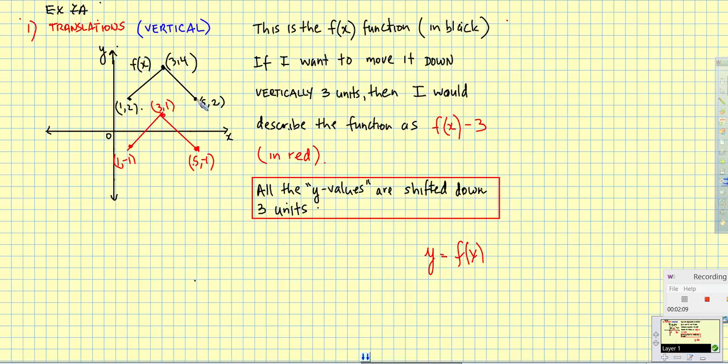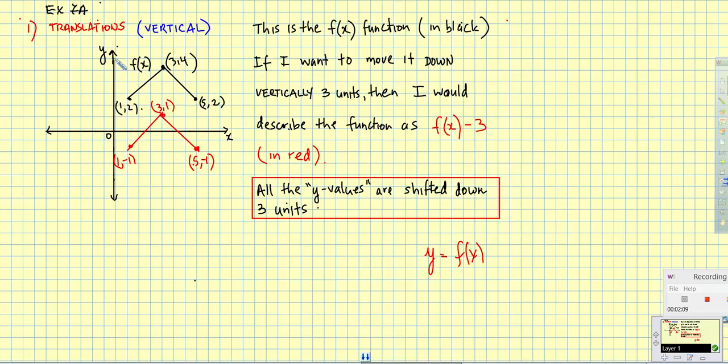The point 5, 2: vertically, 2 minus 3 will give me negative 1. So my new point will be 5, negative 1. And my point 1, 2 will go to 1, negative 1.